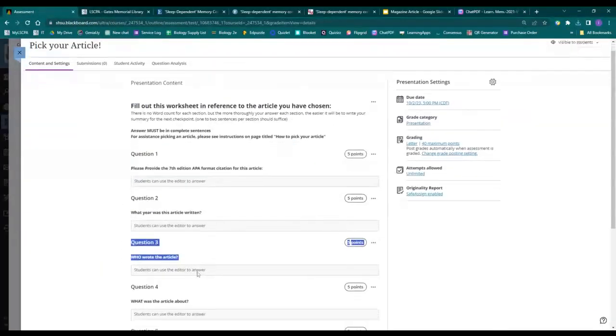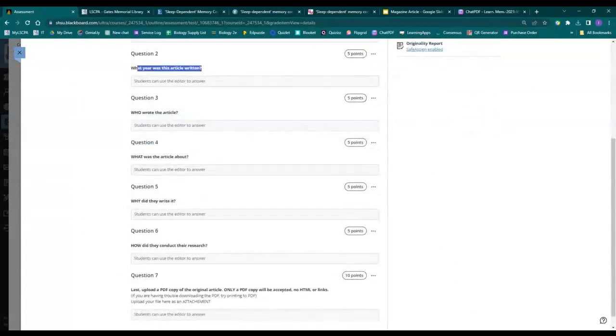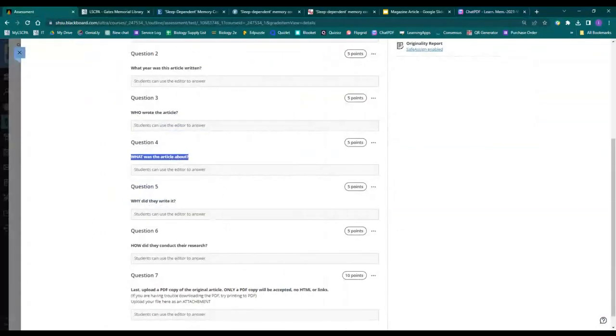Who wrote the article? I also need to know what year the article was written and just make sure that it's within the past 5 years. So you'll just put what year. The next couple questions are more intense, like what was the article about? So I should know what the article is about by the title, but I need to write that in 2 to 3 complete sentences using my own words. So make sure you're using your own words when doing this. You can read the abstract and get an idea about what the article is about.